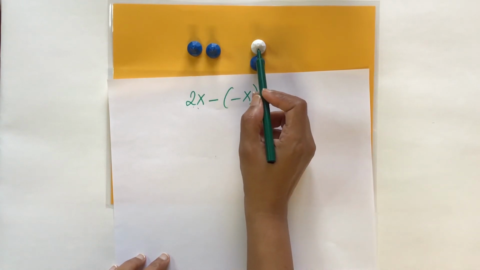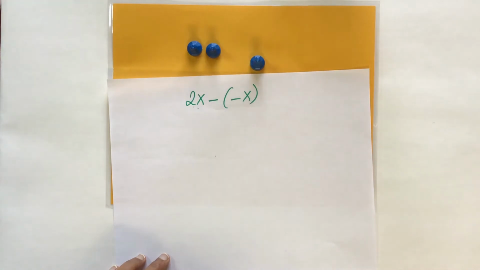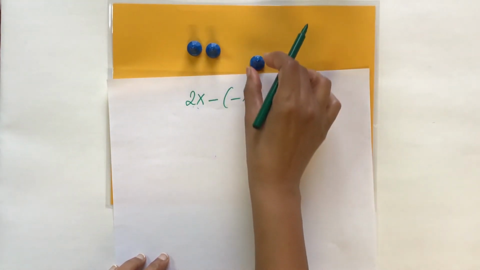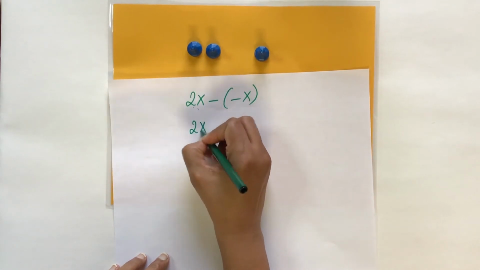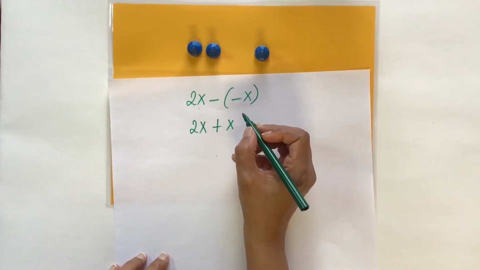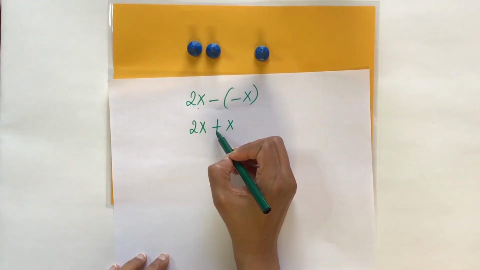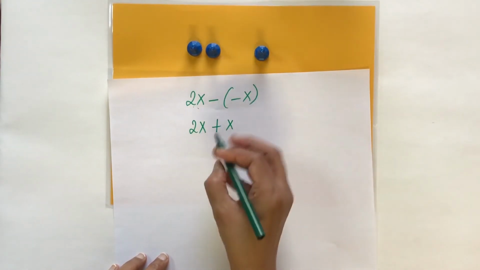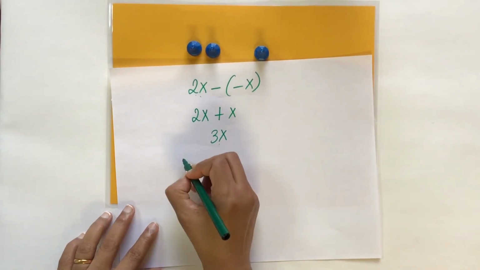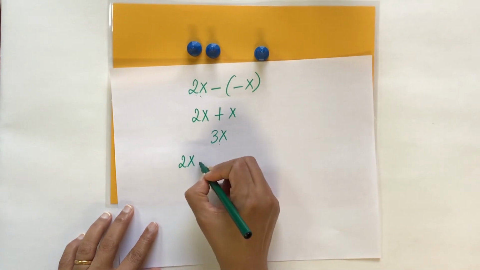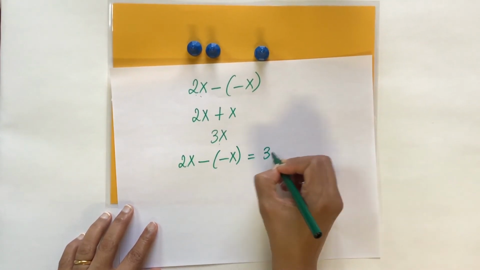Now it's easy to remove the negative x which is here. So let's go ahead and remove the negative x off the mat. As you can see, this expression now changed to 2x plus x. That is why you see the two negatives change to a positive. So 2x plus x is nothing but 3x. So the entire expression 2x minus negative x has now changed to 3x.